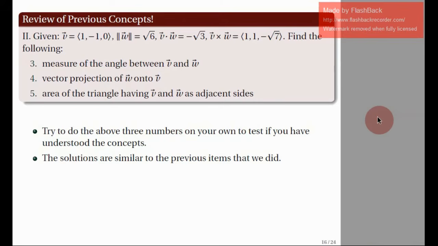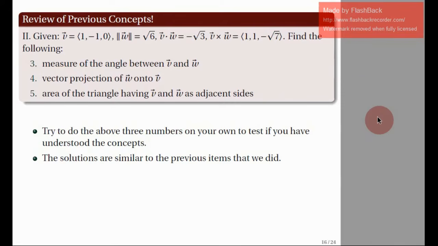For number 4, we want to find the vector projection of w onto v. Be mindful of the notation and the proper way of writing the definition for this one. Here we want the vector w to fall onto vector v, and so we expect an answer that is a vector parallel to vector v. Likewise, this item is solved using some expression that involves the dot product between them.